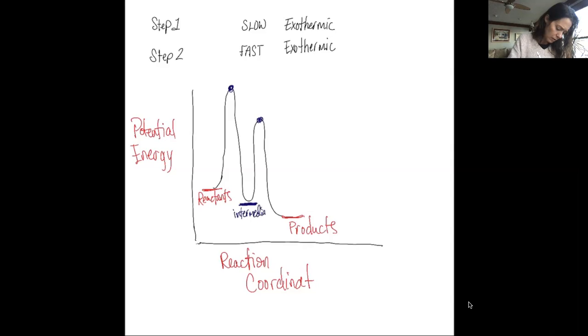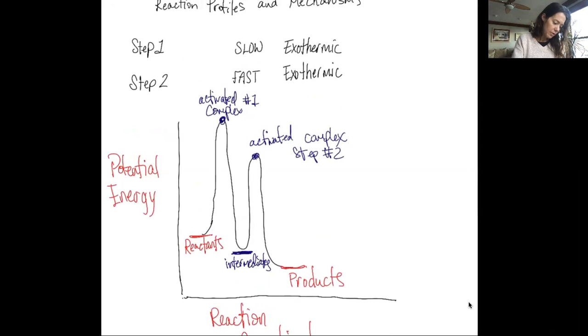All right. And up here, we would have our activated complex for step number 1. And here we would have our activated complex for step number 2. Okay. Notice that we are told that the first step is slow and exothermic. So my first step has the highest activation energy.